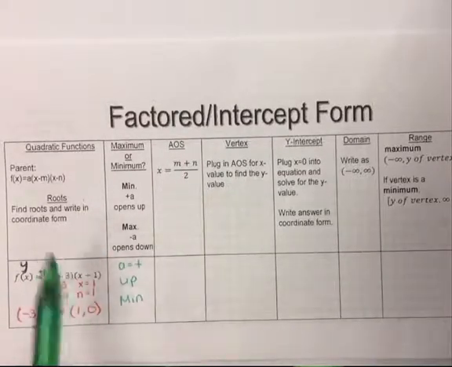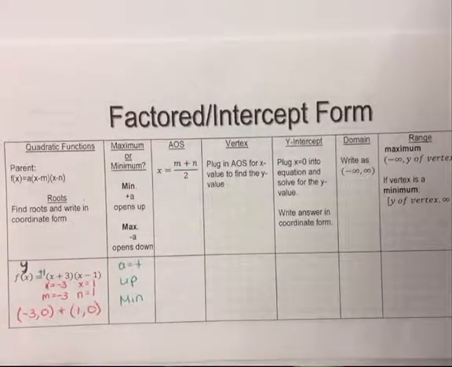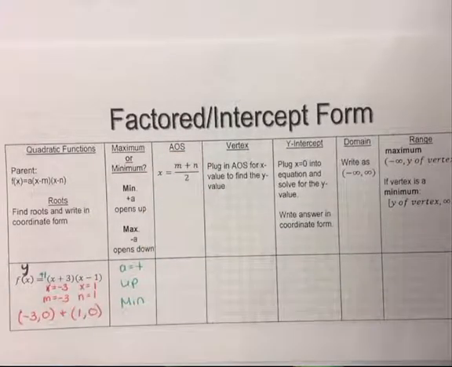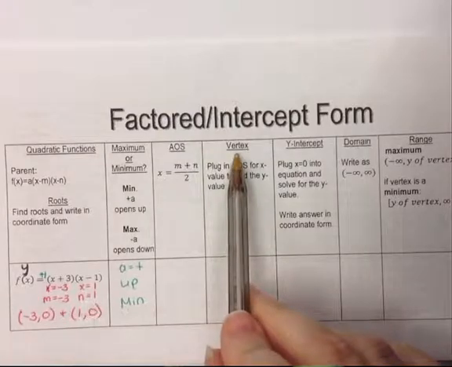This at least lets us know that when we get our coordinates, if it's not opening up, we know we did something wrong. The next thing we're going to look for is our AOS. Our AOS is called the axis of symmetry. This also helps us with our vertex, because right now we don't have our vertex told to us. We will have to find that. It's going to be the next section.